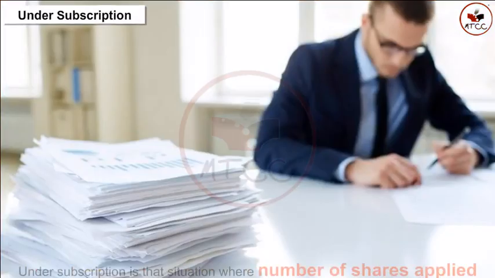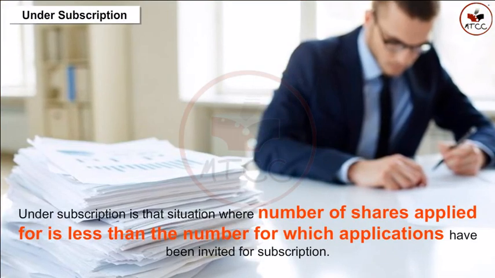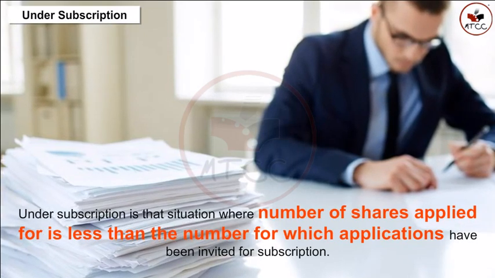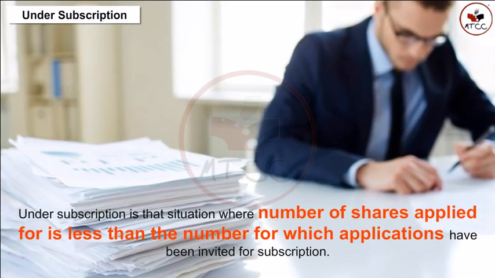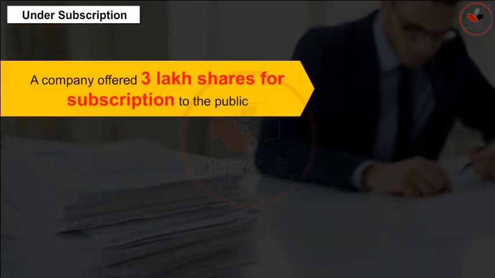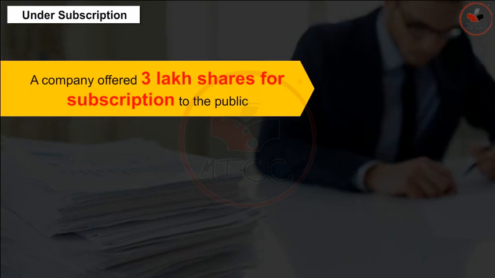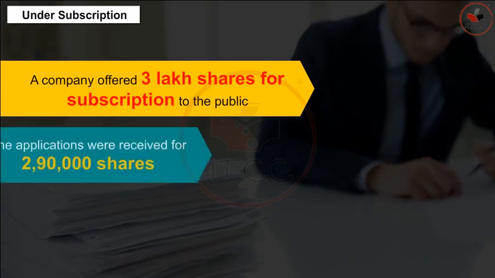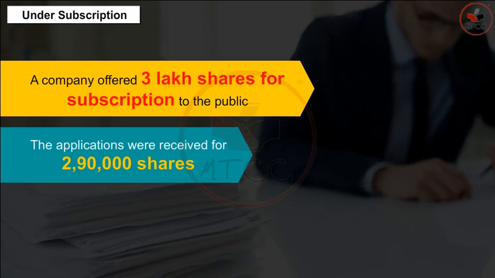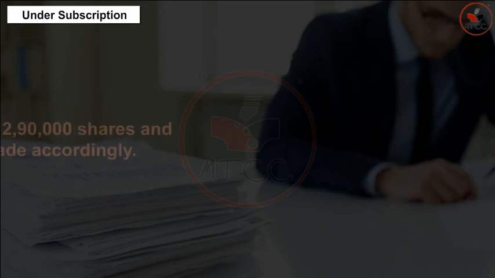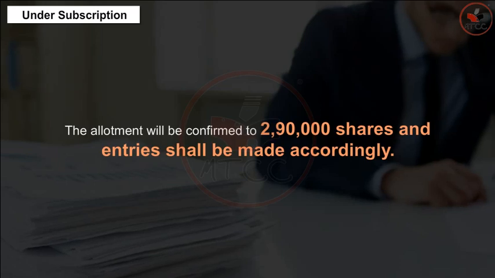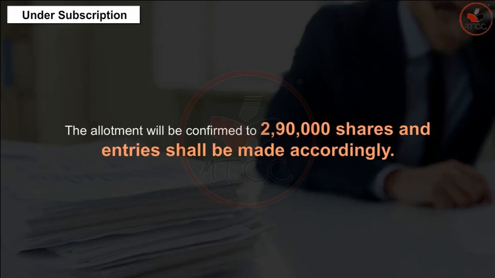Undersubscription. Undersubscription is that situation where the number of shares applied for is less than the number for which applications have been invited for subscription. For example, a company offered 3 lakh shares for subscription to the public, but applications were received for 2,90,000 shares only. In such a situation, the allotment will be confined to 2,90,000 shares and entries shall be made accordingly.